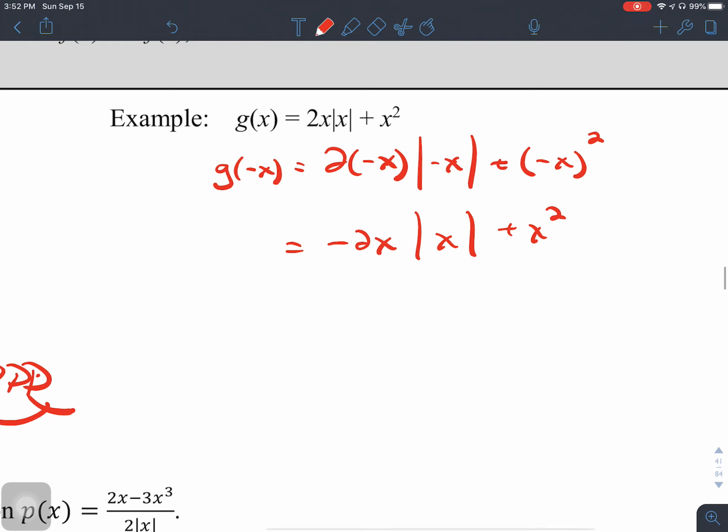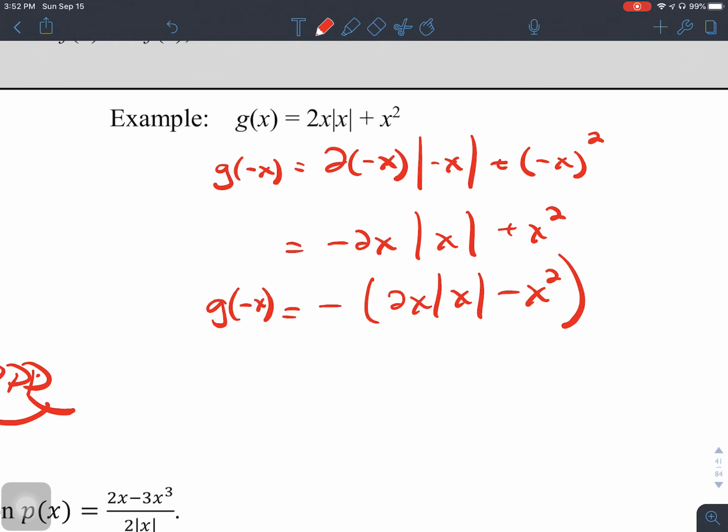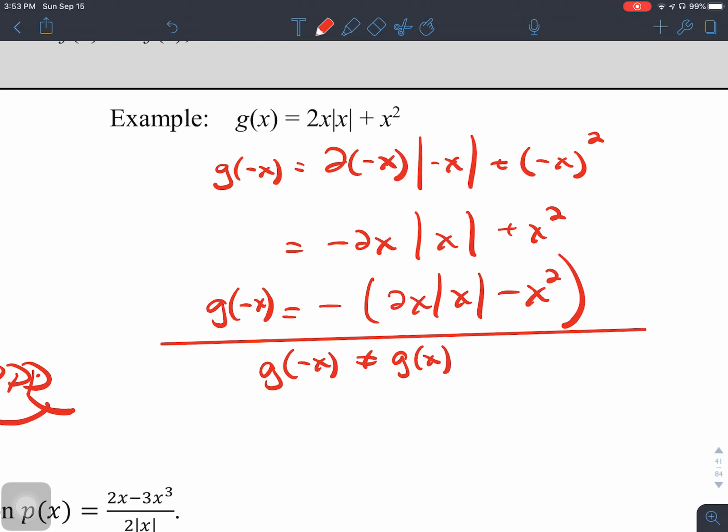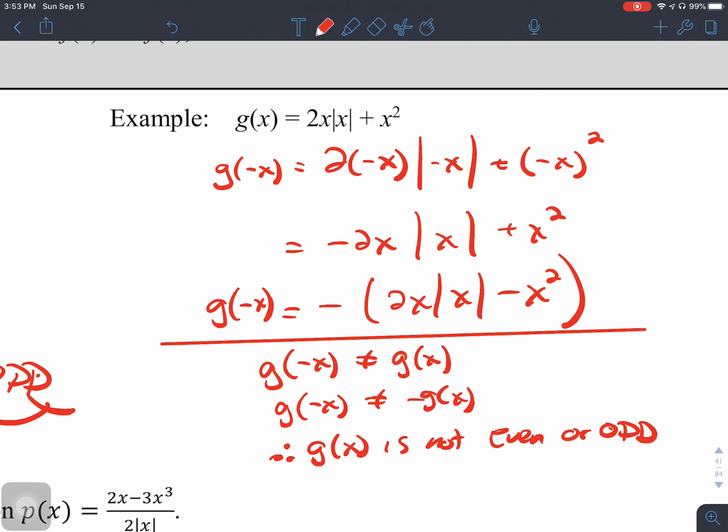Is this the same as the original? No. If I factor a negative out, will this be the same as the original? Also no. So g of negative x is not g of x. G of negative x is not negative g of x. Therefore, g of x is not even or odd. I like those apples.